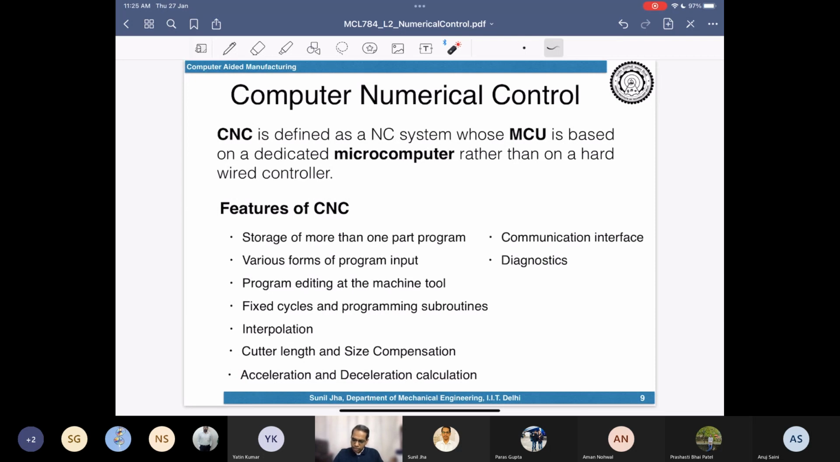Then the advantage of having a computer is that today's computers come with inbuilt communication interfaces, as you may see that there is a LAN or a Wi-Fi or a Bluetooth. So you have multiple ways of communicating with the machine tool. The most prominent is Ethernet, and it's a very important part when we talk about smart manufacturing. The machine should actually have a communication-enabled feature.